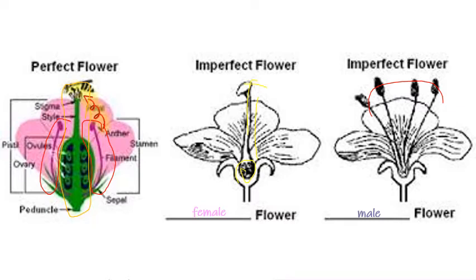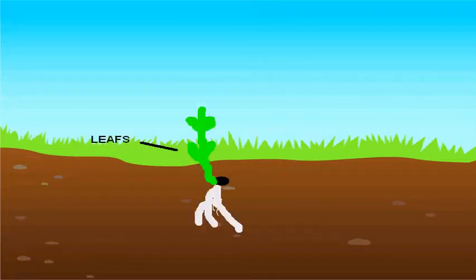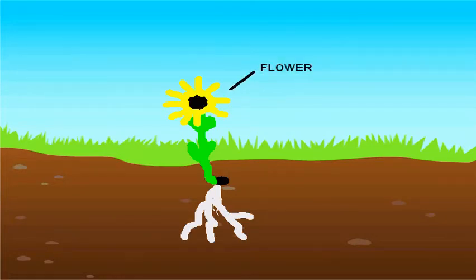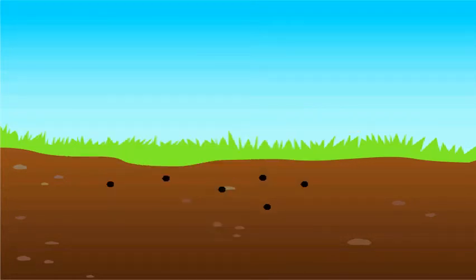Pollination happens in a perfect flower in the same flower. So pollen moves from the anther of the flower to the pistil of the same flower. While for imperfect flowers, pollination happens from one flower to another flower. Pollen moves from the anther of the male flower to the stigma of the female flower. Once the ovule and the pollen meet, we will have a seed. This seed, planted in the soil, will grow into a new plant.